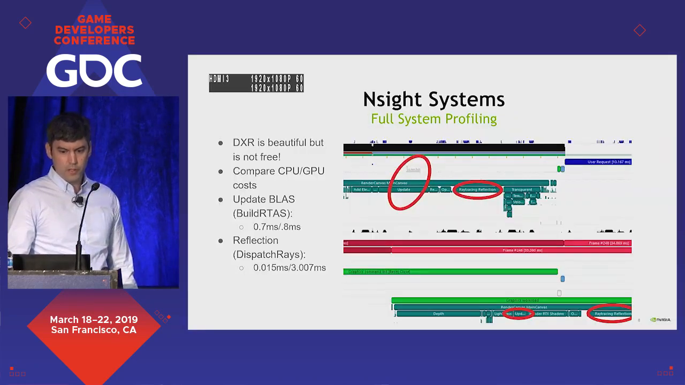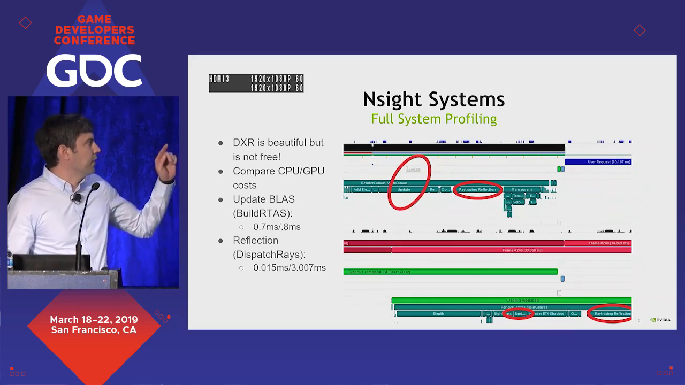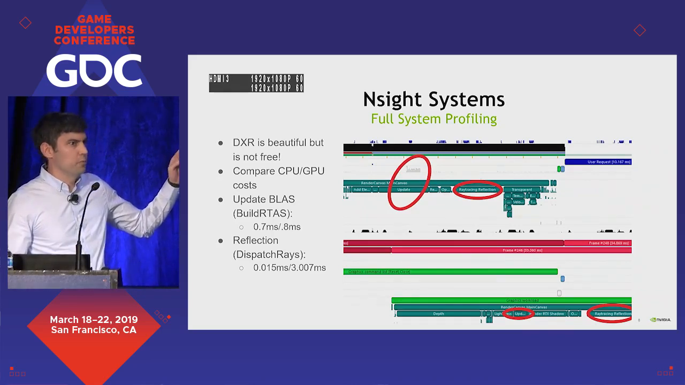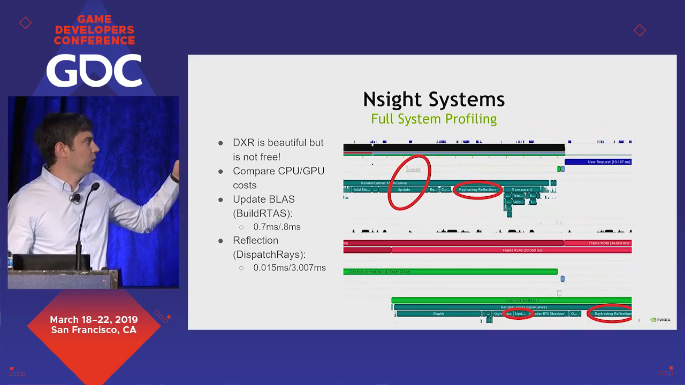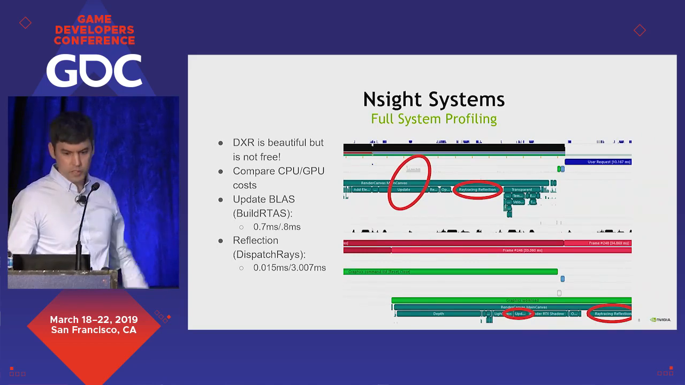Going back to the slide with Justice, there were two particular perf markers that we wanted to focus on. We've got the update, which is full of a bunch of build ray tracing acceleration structure calls, as well as ray tracing reflection, which is the most expensive dispatch rays call within the frame. And you can see their cost both on the CPU side and then down below on the GPU side. So that's what we're going to try to fix in this demo.